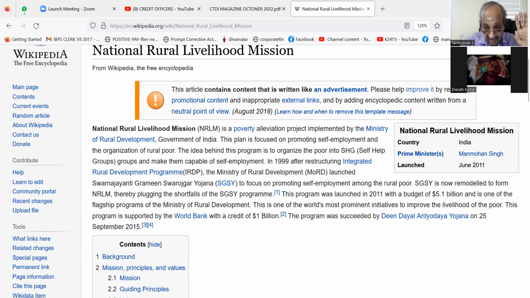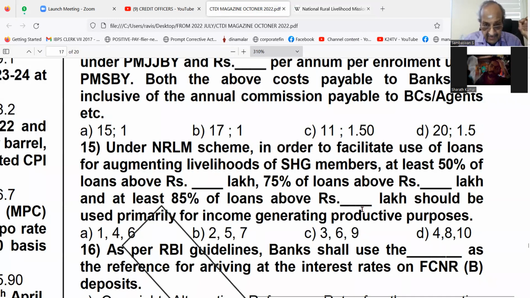Thank you. Now we will go to this one. Good, told that nicely. Which one were we reading? This one, the CTDI magazine. This is what we were reading. Now please read question number 15.